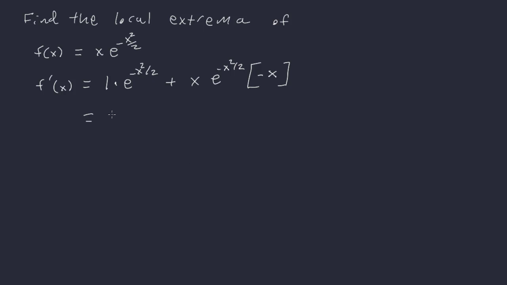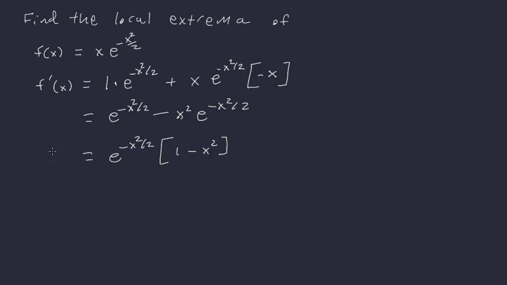Okay, so this ends up being e to the negative x squared over 2 minus x squared e to the negative x squared over 2, and we can factor out that e to the stuff. So let's do that. That's going to be e to that stuff times 1 minus x squared.